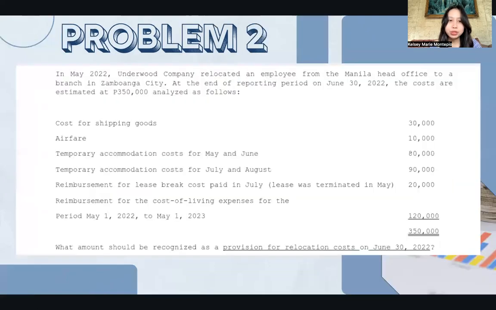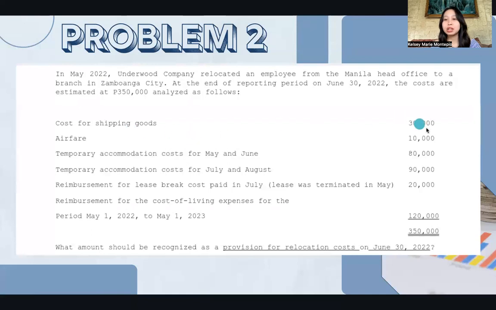So problem number 2 states that in May 2022, Underwood Company relocated an employee from the Manila head office to a branch in Zamboanga City. At the end of the reporting period on June 30, 2022, the costs are estimated at 350,000, analyzed as follows.